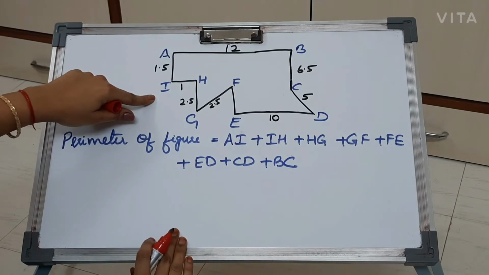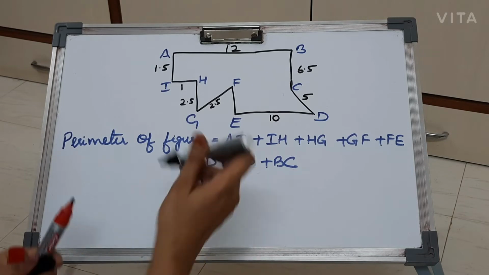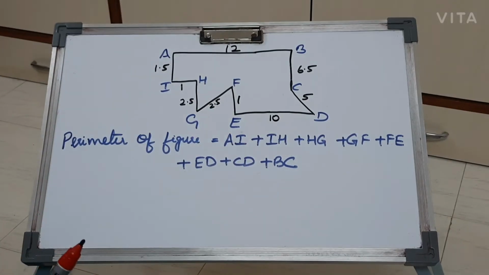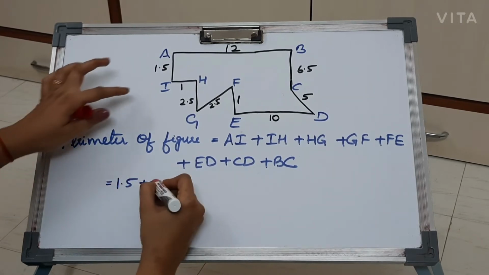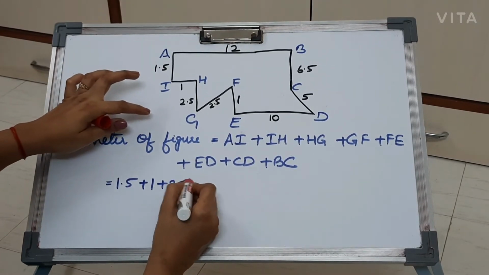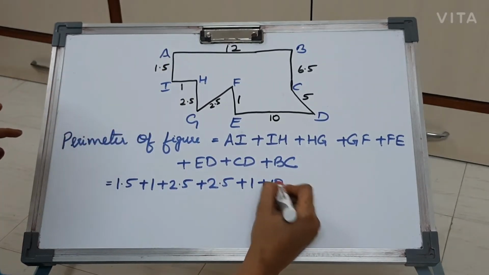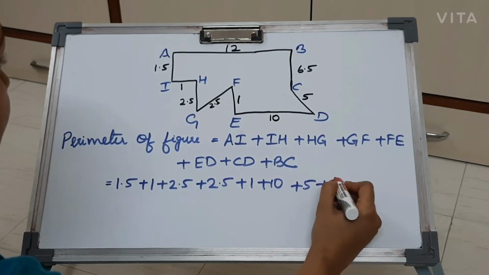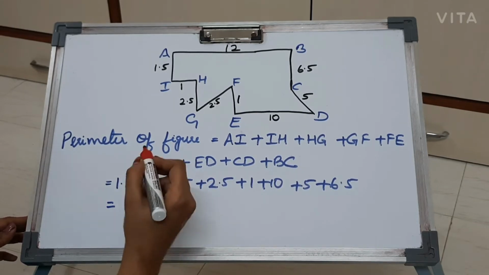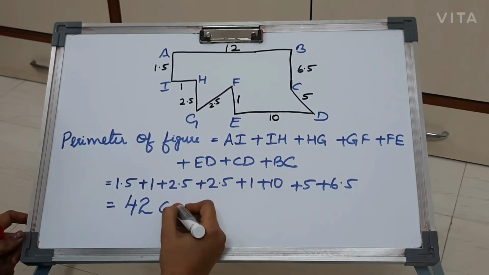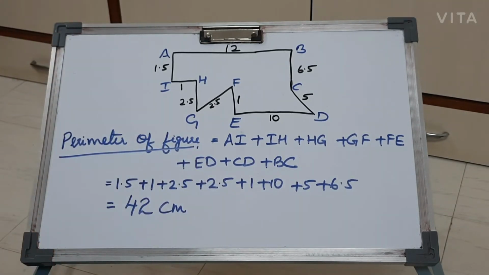So what do we have to do here? Simple, we have to add the boundaries. Okay. So let's start putting the values. AI is equal to 1.5 plus 1 plus 2.5 plus 2.5 plus 1 plus 10 plus 5 plus 6.5. When we add it all up, we get 42. Okay, these are in terms of centimeters. So 42 centimeter is the perimeter of the given figure. So this is the way we have to find the perimeter.